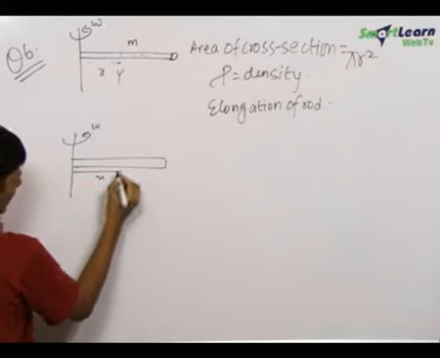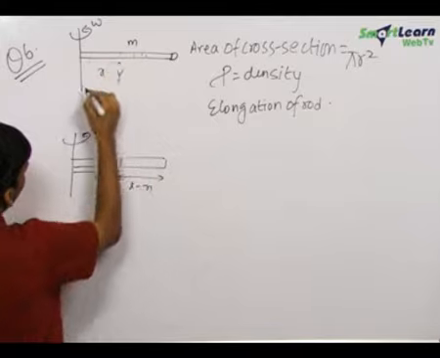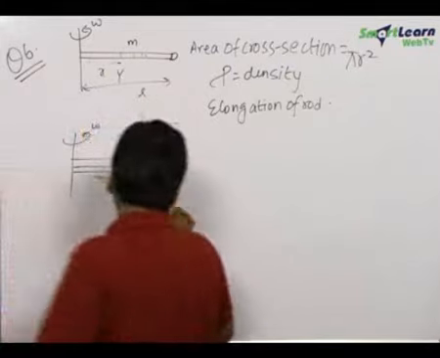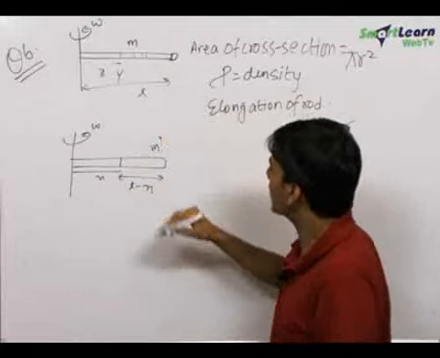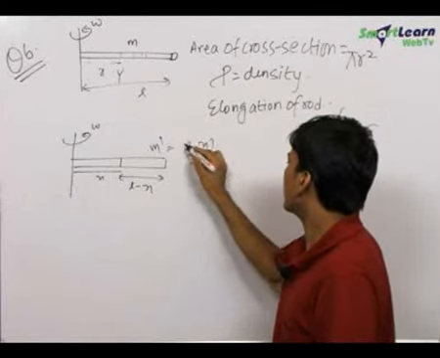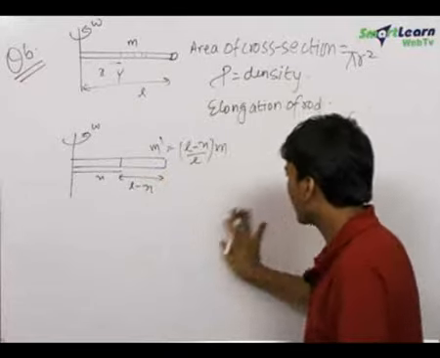at a distance x. The total length of the rod can be taken to be L. The remaining length of the rod is equal to L minus x. The mass of the remaining rod can be taken to be (L minus x) upon L into m, since the mass is uniformly distributed throughout the length of the rod.